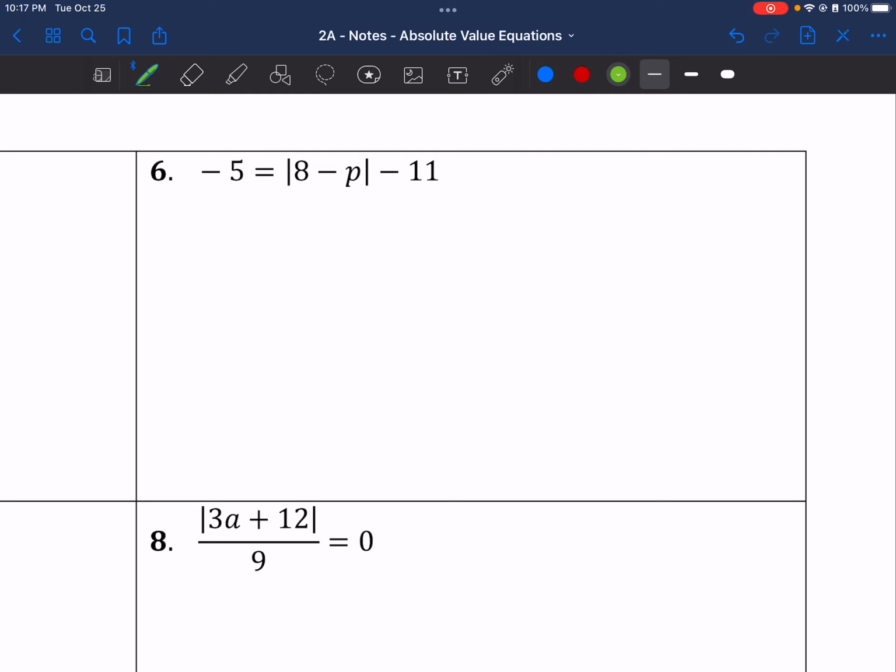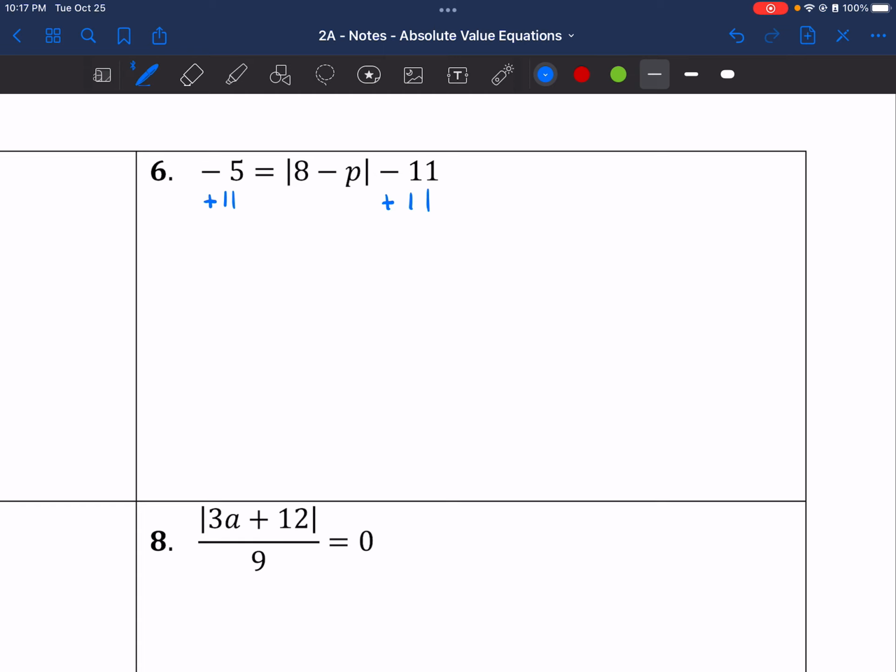We have to make sure that we isolate our absolute value expression first. Some of you might see this negative 5 already and say, oh, that is no solution because my absolute value cannot equal a negative number. But we still have this minus 11 on the same side as this absolute value expression. So we need to make sure that we isolate our absolute value expression first before we determine whether or not it's no solution. So to isolate our absolute value expression, we're going to add 11 to both sides.